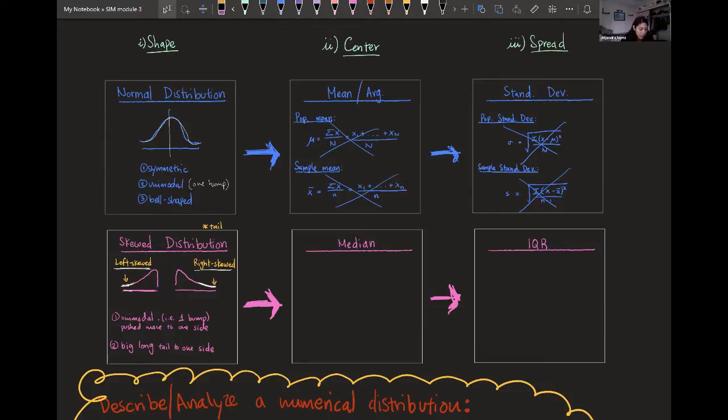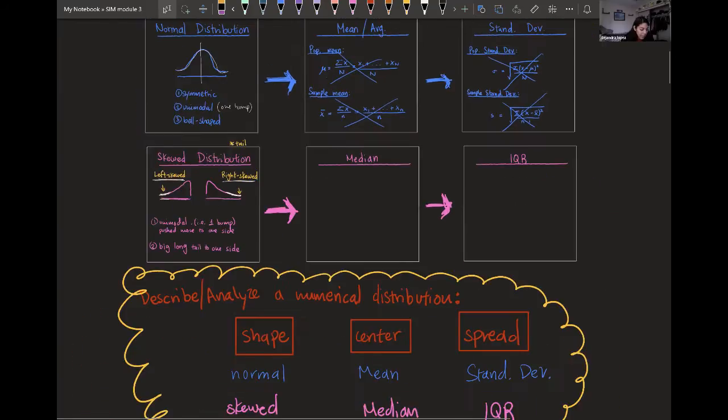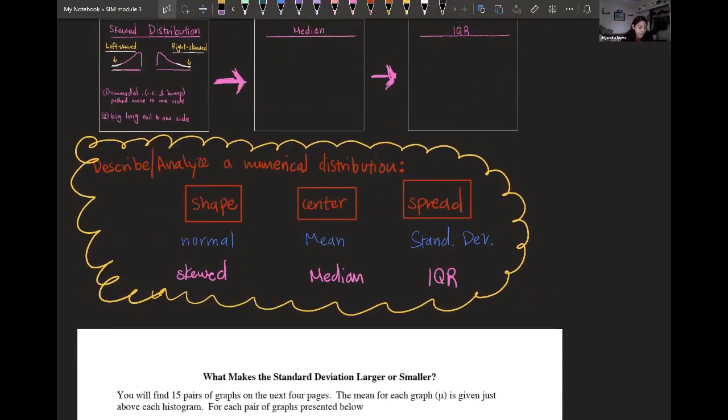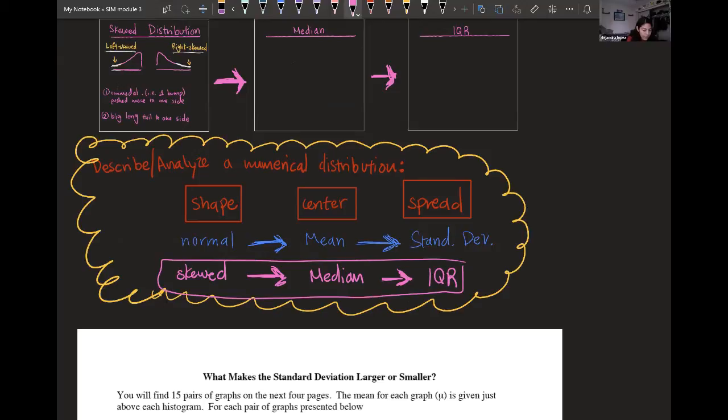Out of this lecture, this is the thing that you guys want to memorize and that I circled. Describing or analyzing a numerical distribution, there are three things: shape, center, spread. Normal means that you're going to be using the mean and standard deviation. And if you have skew data, more to the left or to the right, you will be using the median and you will be using the IQR. So all of these always come hand in hand, these three and these three. We can never mix and match. So write that somewhere. That's really important that you guys know from today.